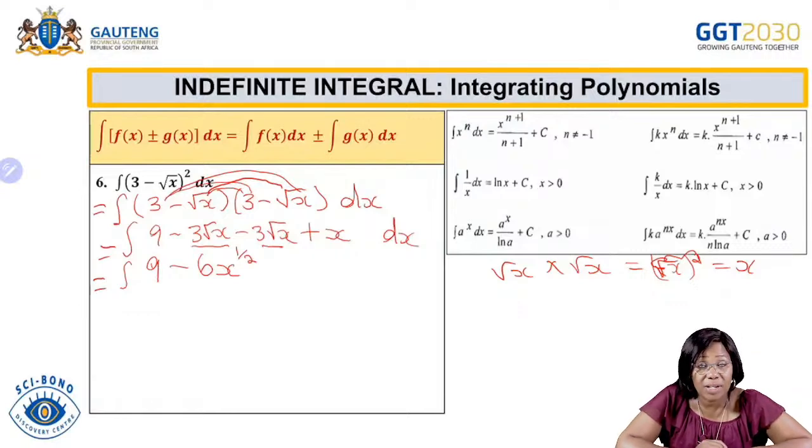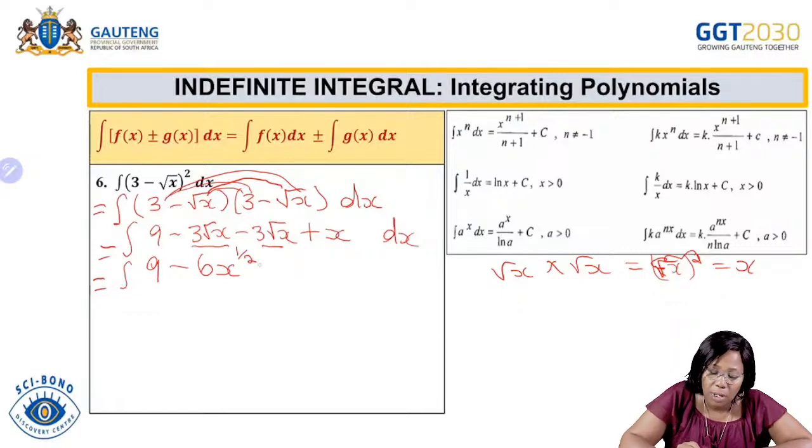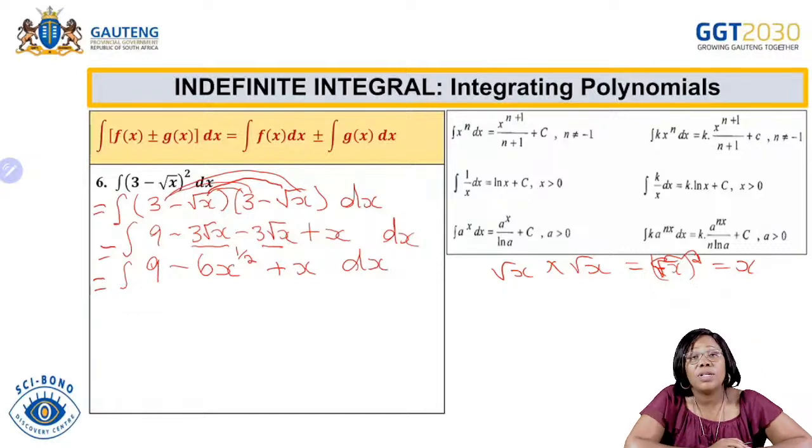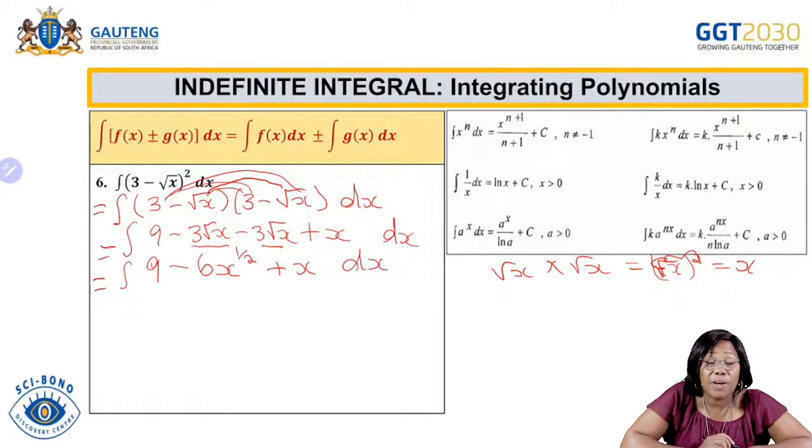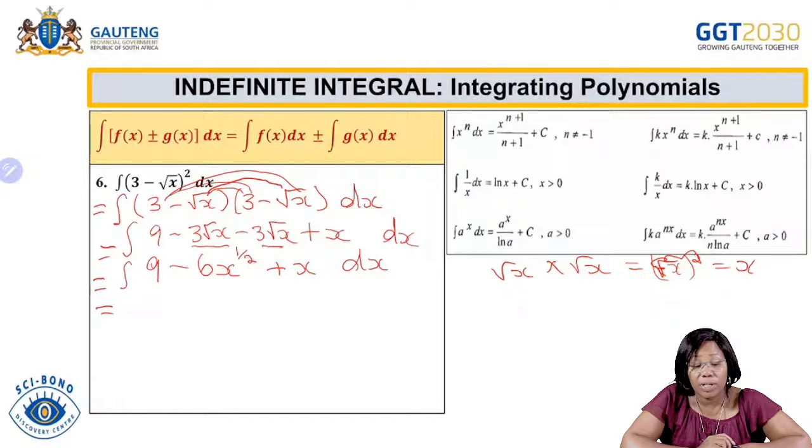Remember, square root of x is the same as x to the power half. And then we have plus x there. We still have to integrate in terms of x there. Now we have simplified this expression, we can now start integrating.